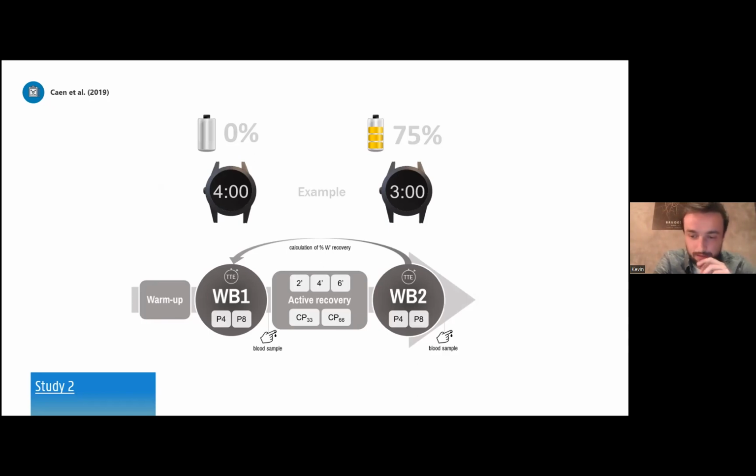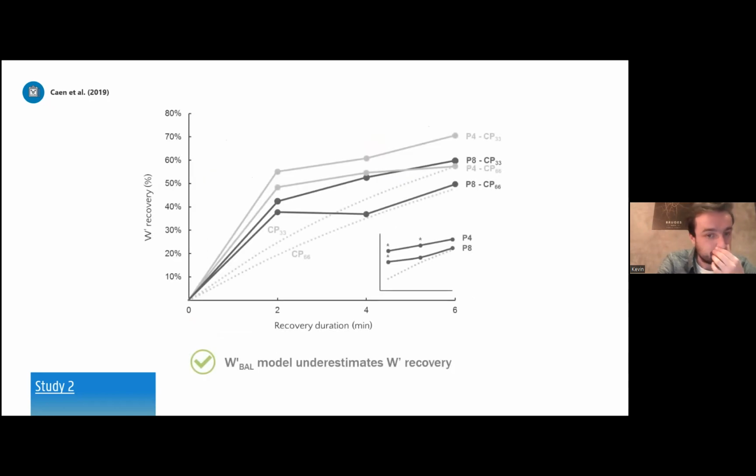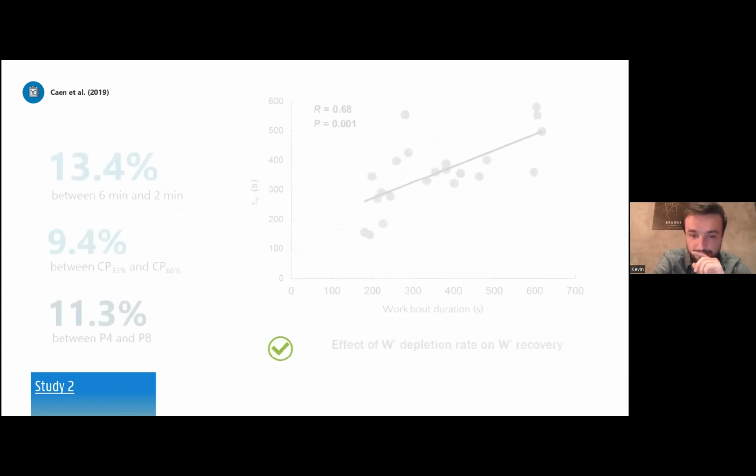That's how we set up our protocol in this study. Let's show you the results. So you can see W prime recovery against recovery duration. And what we see is that if you look at the dotted lines, you can see the W prime recovery as predicted by the schema model. And especially at short durations, we saw that our participants recovered considerably faster. So that was the first observation.